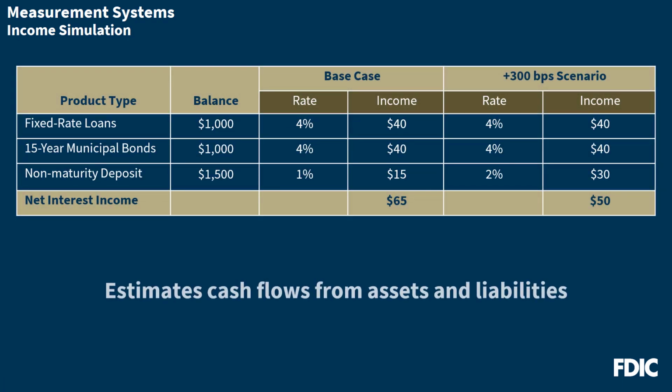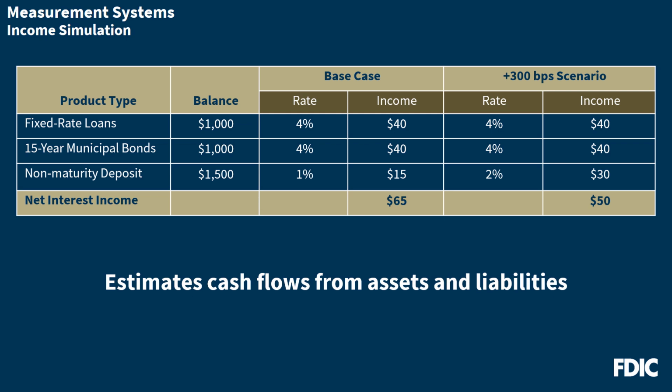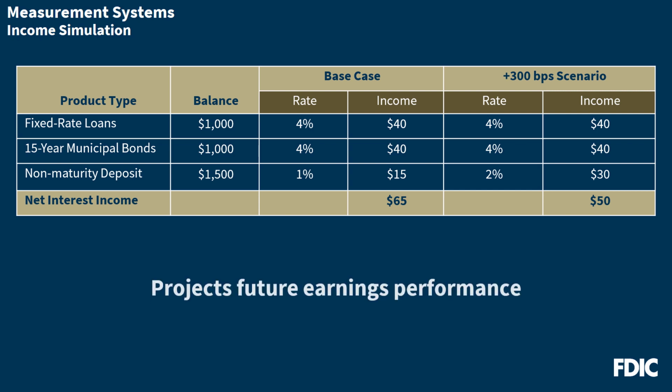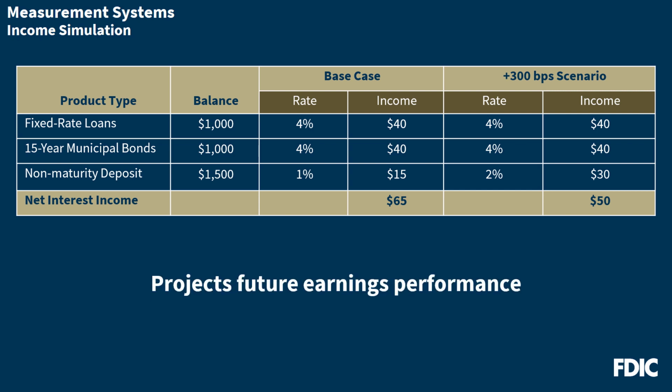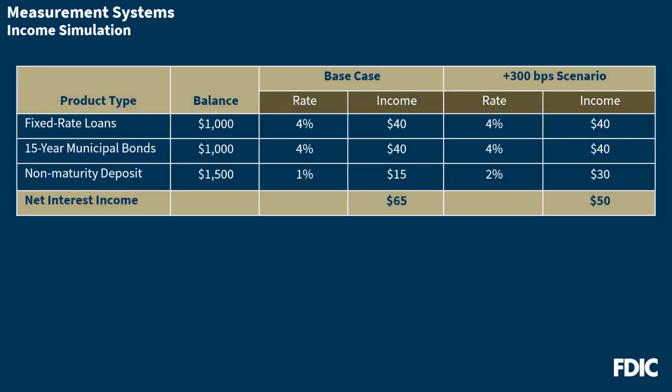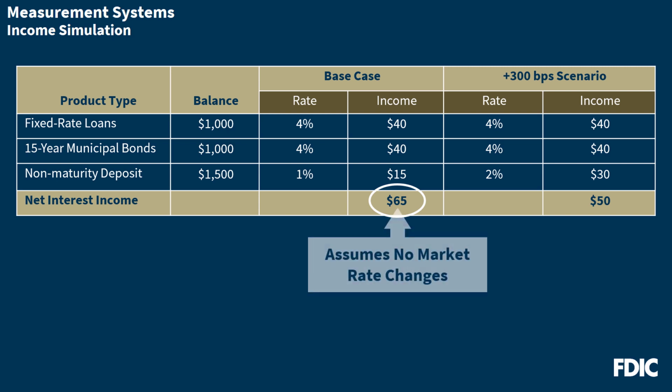Income simulations estimate cash flow from assets and liabilities over selected time periods to project future earnings performance under assumed interest rate scenarios. Here's a simplified example of how an income simulation model measures the change in income when rates change. The base case is simply an estimation of the bank's income based on the current balance sheet and contractual interest rates, assuming no market rate changes. In the scenario analysis, the model estimates the income based on the new market interest rate.